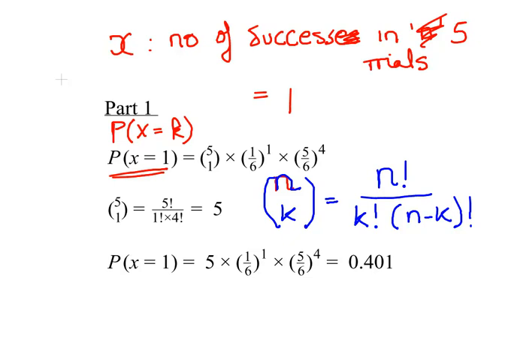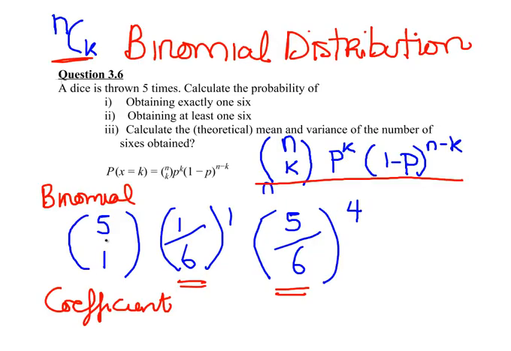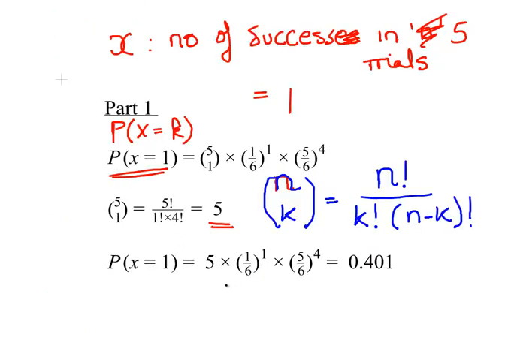You can work this out, but you'll probably find very quickly that the answer there is 5. So the probability of x equals 1, going back to my previous slide, we know this is simply 5 times 1/6 to the power of 1 times 5/6 to the power of 4. It's a very straightforward calculation, just a bit of calculator work: 0.401. So the probability of getting exactly one 6 in 5 dice rolls is 40%.